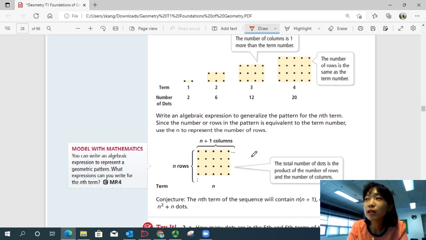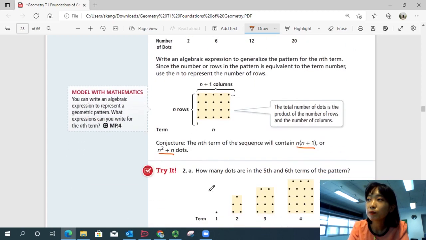So the conjecture is that the nth term of the sequence will contain n times n plus 1, or n squared plus n dots, because if you multiply the number of rows by the columns, you get the number of dots. Okay? So that is our conjecture using expressions. Let's look at try number 2.